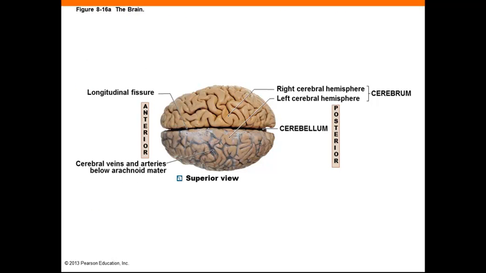So here we have a figure that highlights some of the major regions of the brain from a superior view. The cerebrum is divided into paired cerebral hemispheres, meaning there's a right hemisphere and there's a left cerebral hemisphere. And these are separated by the long groove right in the middle called the longitudinal fissure. Each hemisphere sends and receives information from the opposite side of the body.